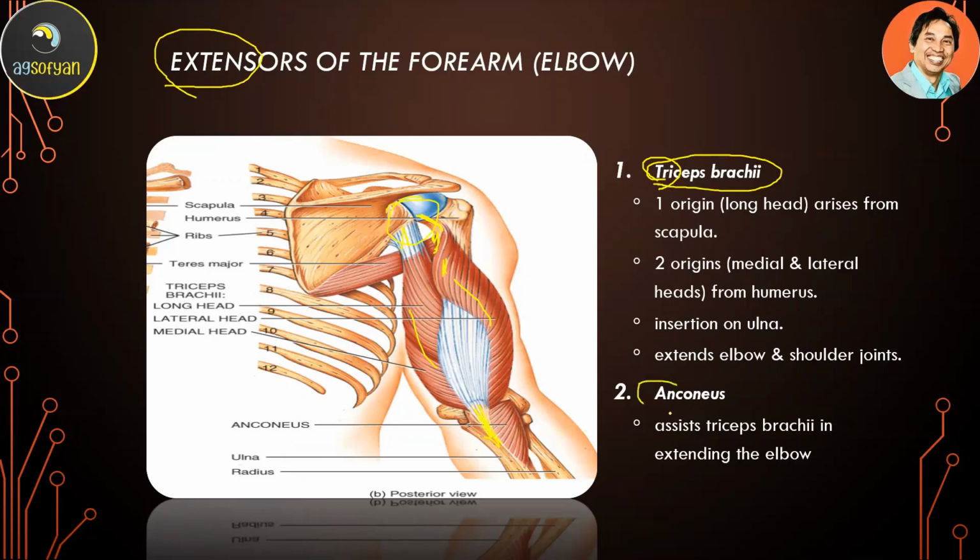The second one is Anconeus, which is actually in the lower arm. This is the Anconeus. And again, both of these muscles will be synergistic muscles that work together to extend the elbow.